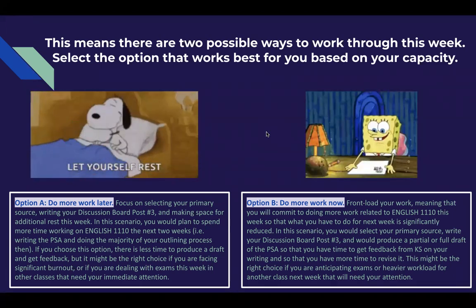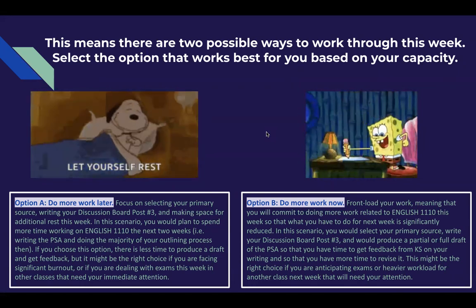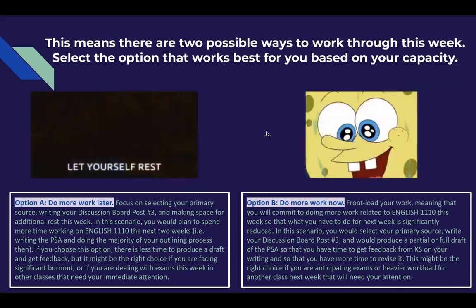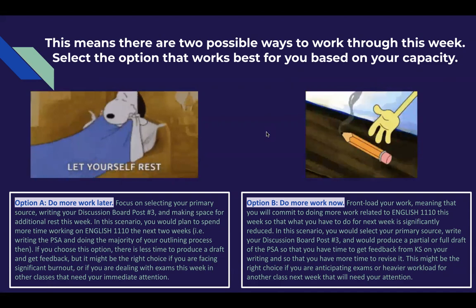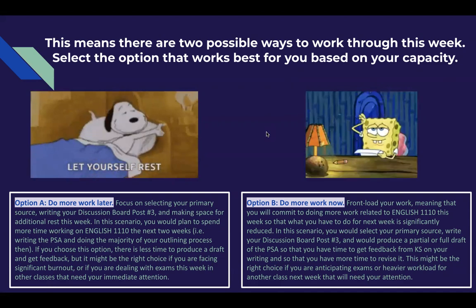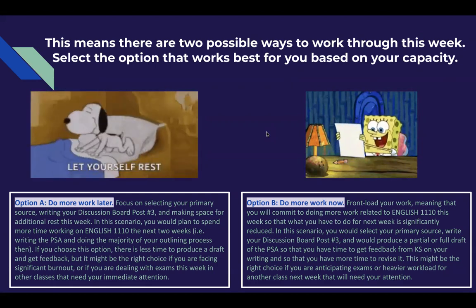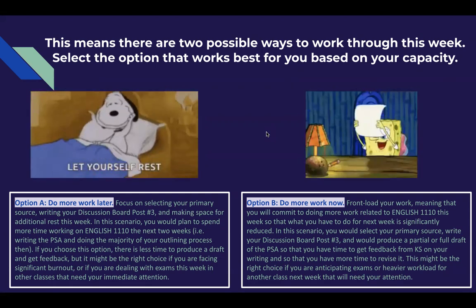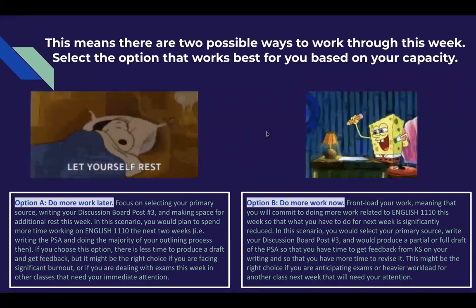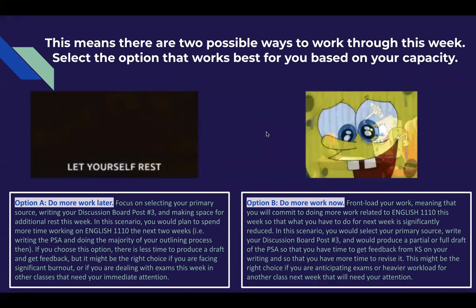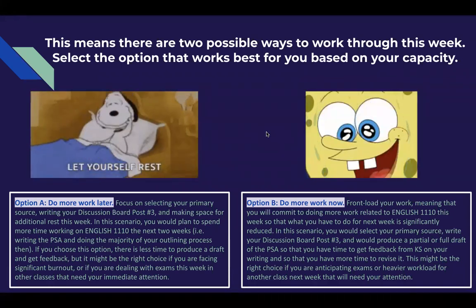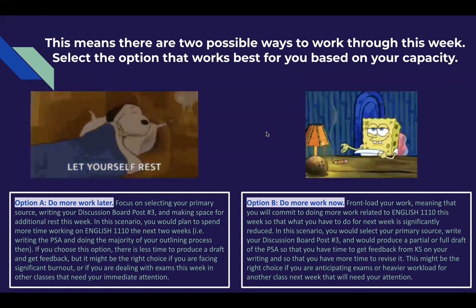In this scenario, you would select your primary source, you would write your discussion board post number 3, and you would produce a partial draft or full draft of the PSA so that you have time to get feedback from me on your writing and so that you have more time to revise it. This might be the right choice if you are anticipating exams or heavier workload for another class next week that will need your attention.